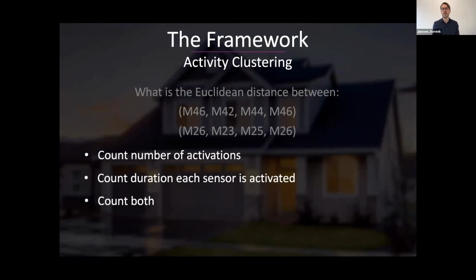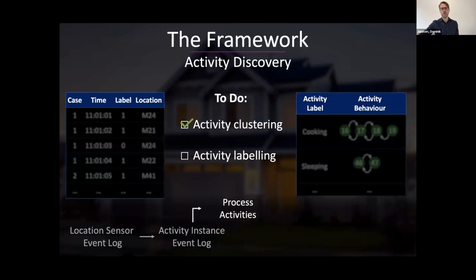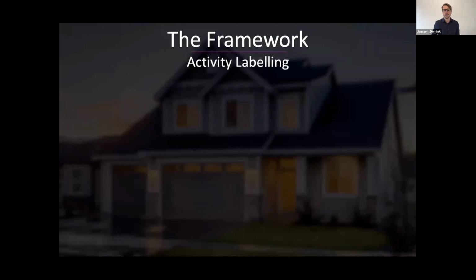And then the third one is we do both, where we just use a vector that is twice as long, that contains both the number of activations and the duration each sensor is activated. And our experiments show that using both gives us better results when clustering. So we did that, and then the next step is the activity labeling.